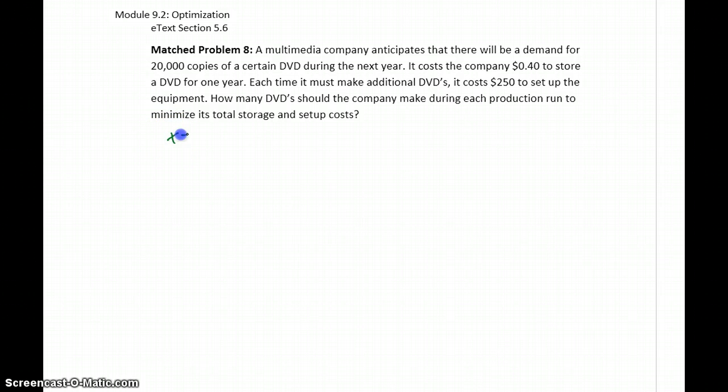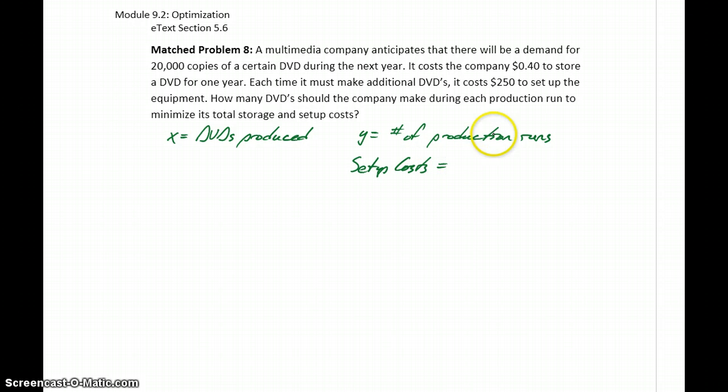So let's set up two different variables here. Let's let X be the number of DVDs produced, and we'll let Y equal the number of production runs. So setup costs for the year will equal the $250 times Y, times every time we make a new production run.